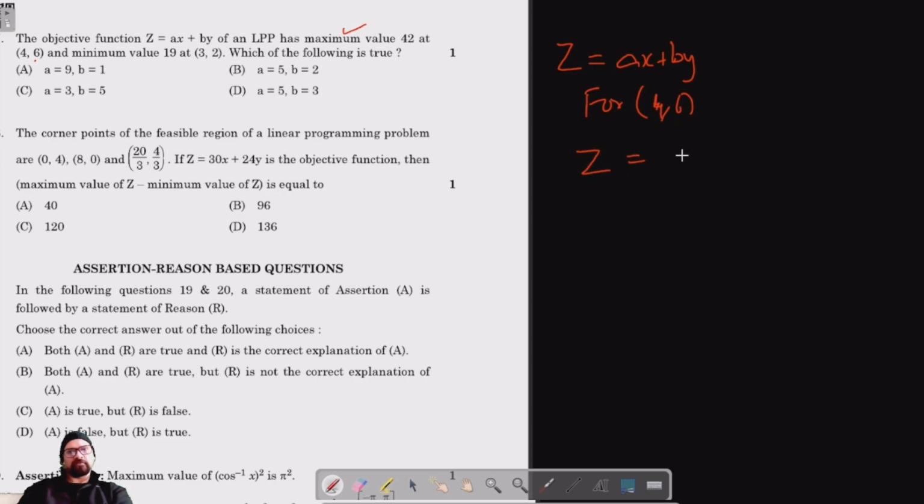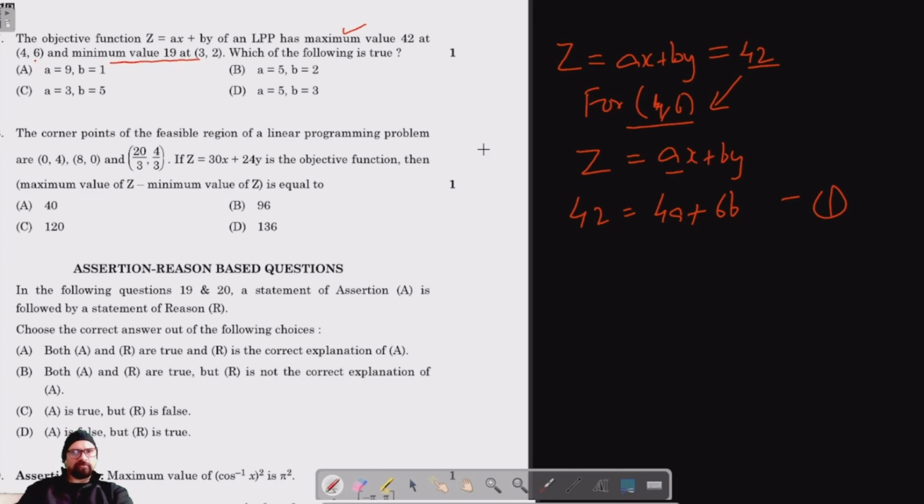So z is equal to ax plus by, and this is given as 42 at (4, 6). At (4, 6), z is 42, which is the maximum, and x is 4, so this is 4a, and y is 6, so this is 6b. Let's say this is our equation 1.